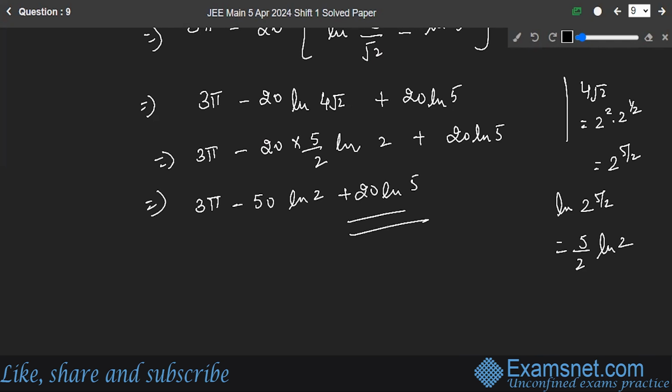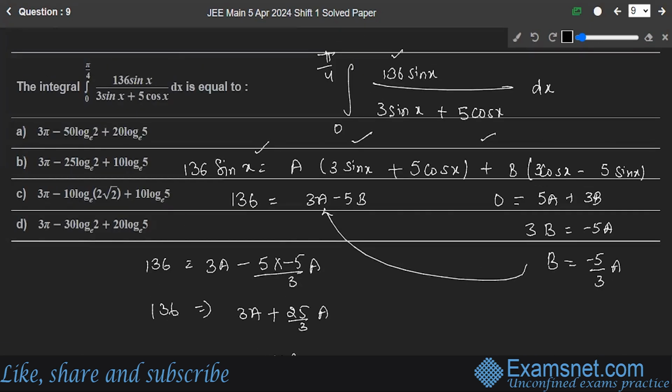This is the answer to the question. Now let's check with the options. 3 pi minus 50 log 2 plus 20 log 5. This is option A. This is the right answer to the question. Hope you got that. Let's move to the next question.